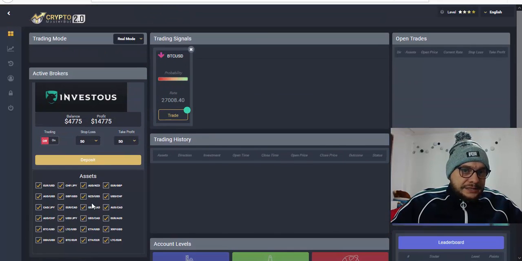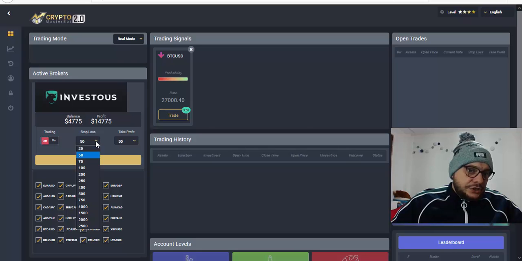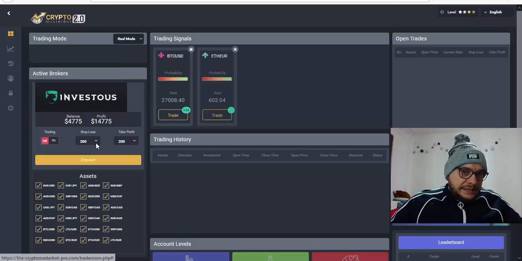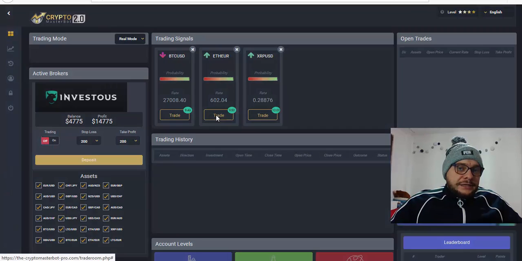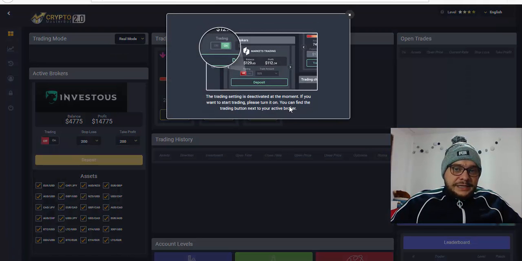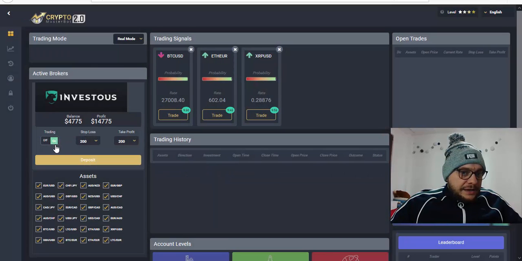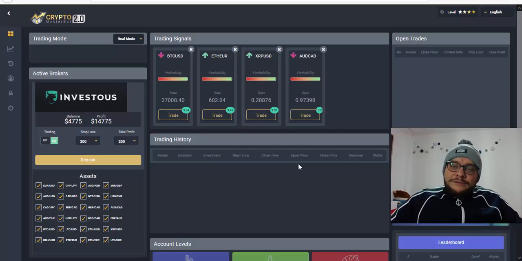Now all the settings are saved, and in today's trading session I will trade with $200. So for this you need to set here the stop loss and take profit on $200. And don't forget to click this here, otherwise you will not be able to trade. As you can see, if I'm clicking here now, the trading setting is deactivated, and just activate it here, and now it's on. And this is all you have to do in order to use this particular trading software, CryptoMaster 2.